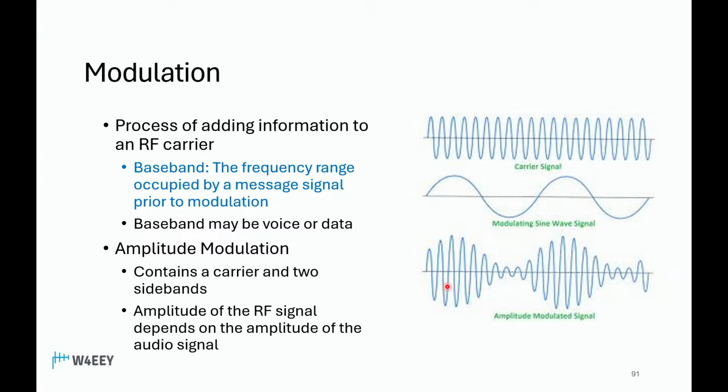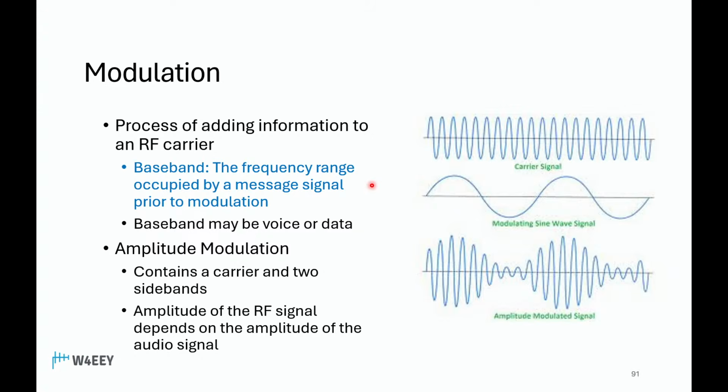And you can almost visualize, in order to recover the audio from that RF signal, all we would have to do is rectify it. Then we would get something that looks like this, the outline of the audio signal. And then if we filter it, it would come back to being, in this case, a sine wave. So modulation is the process of adding information to the RF carrier. So you can send it off into space.